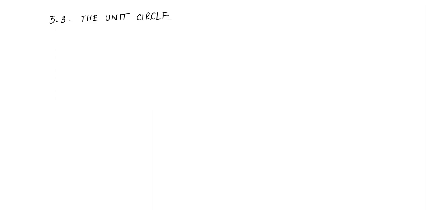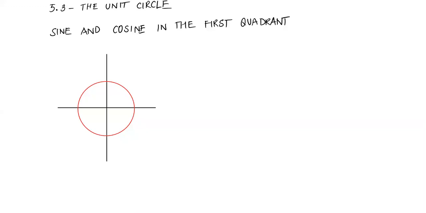In the unit circle, we will begin with sine and cosine values in the first quadrant, and then we will move on to finding more about the coordinates. So in sine and cosine, for the first quadrant, this is how we develop the idea.